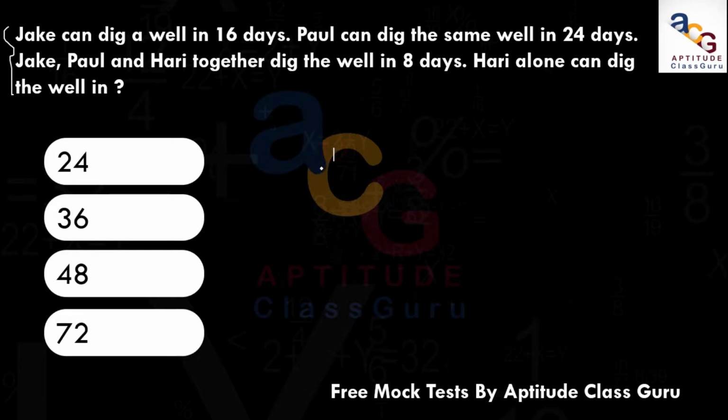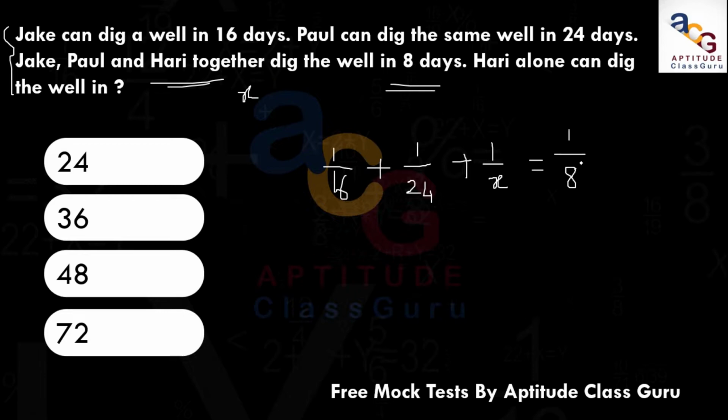So Jack can dig the well in 16 days, so in one day he can complete 1/16 of the work. Paul can complete the work in 24 days, so per day he can complete 1/24 of the work. I am assuming Harry can complete the work in x days, and per day he will do 1/x. They are working together, so the total work per day is 1/16 + 1/24 + 1/x, which is equal to 1/8, since together they complete the work in 8 days. So this is the expression.